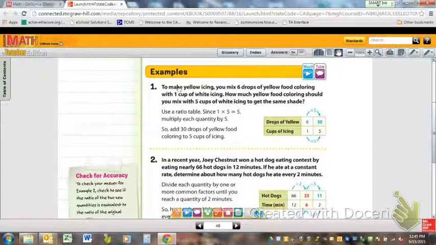Example 1. To make yellow icing, you mix 6 drops of yellow food coloring with 1 cup of icing, which is shown here. How much yellow food coloring should you mix with 5 cups of white icing? So I'm going from 1 cup to 5 cups, and I do that by multiplying by 5. So if I did that to the cups, I need to do that to the drops of yellow food dye to get 30 drops.